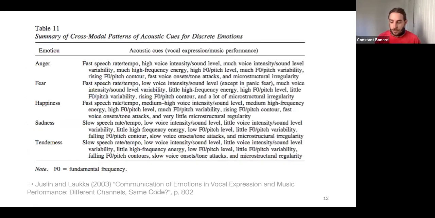And this is not just the case for facial expressions, it's also the case for vocal expression. For instance, here is a code put forward by Juslin and Laukka that's supposed to tell you, well, if you hear this set of acoustic cues, then this is going to be an expression of anger. If you hear this set of cues, it's going to be an expression of fear, etc. And there are examples where you hear these cues and it's not an expression of anger. I'm not going to display examples, but I hope you trust me.